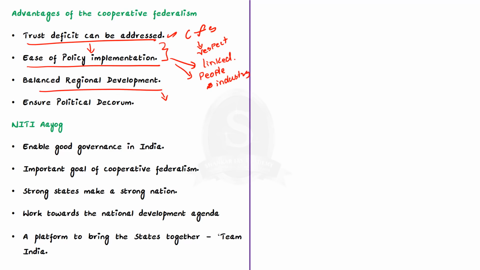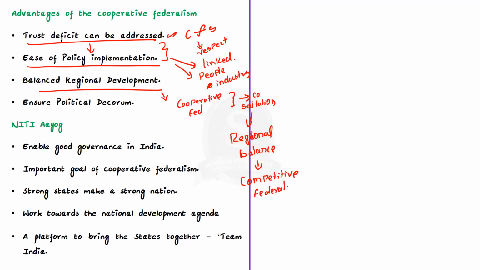Okay, if cooperative federalism is properly implemented, policy measures can be formed through consultation with all the stakeholders to address the regional imbalance in India. Only if regional balance is achieved, the next step in the evolution of federalism, that is competitive federalism, can be mooted. If competitive federalism is pushed forward without achieving regional balance, only the rich states will benefit. So, first, regional balance must be established using cooperative federalism.